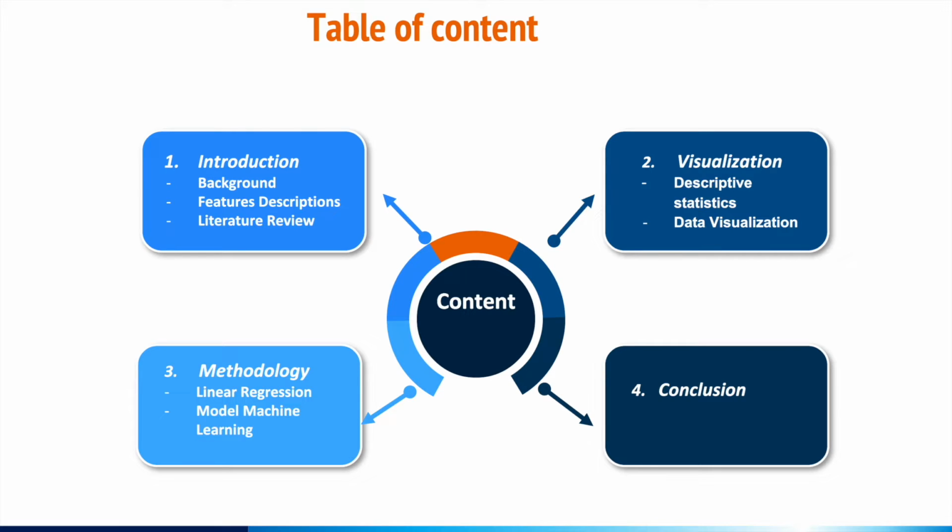Then our next step is the methodology. We're focusing on linear regression and machine learning models. Linear regression is a commonly used type of predictive analysis. The overall idea is to examine whether a set of predictor variables does a good job in predicting some outcome. And we also use machine learning to determine if there's any relationship between our variables. Then we conclude our presentation.